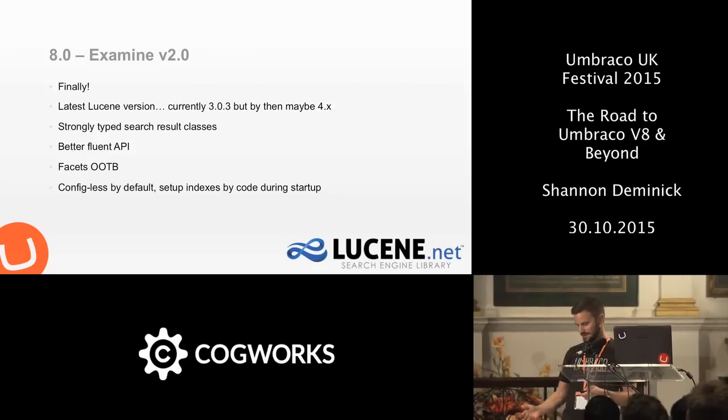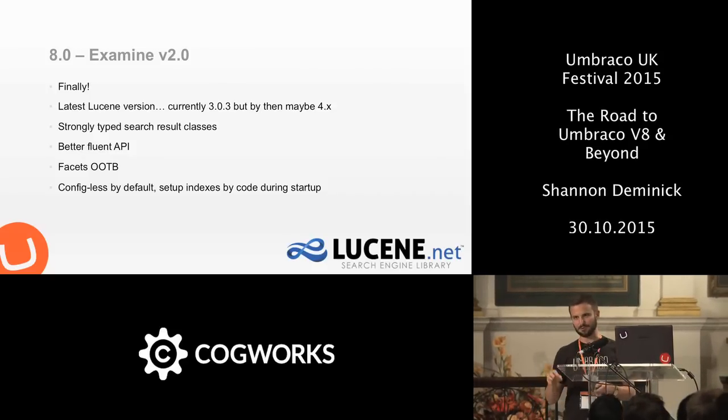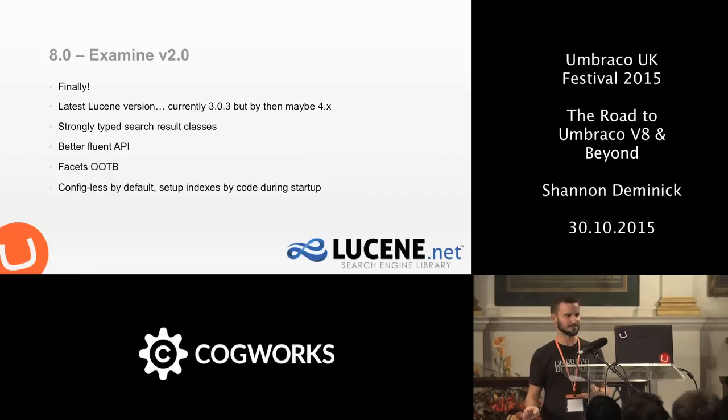Better Fluent API. Right now, it doesn't really support a lot of nested grouping. With v2, it absolutely supports nested grouping. Facets are out of the box. Right now, you can do facets in Examine v1 using some packages, and if you want to fiddle around with it, it can definitely work, but out of the box, we'll have facets in there.